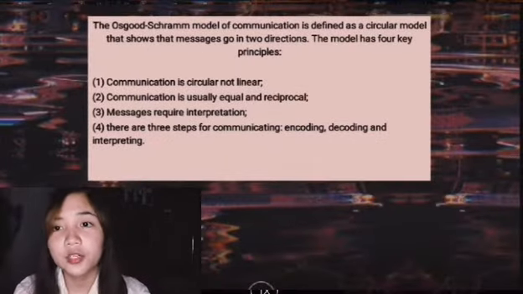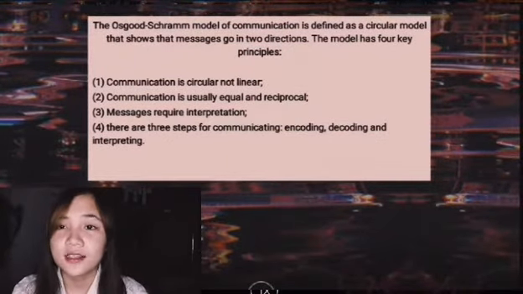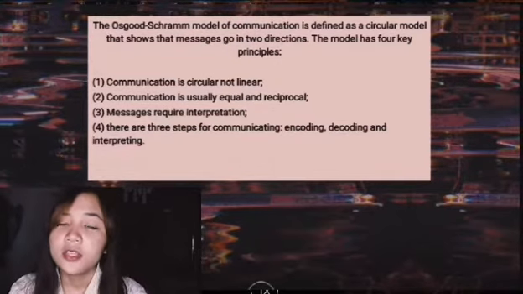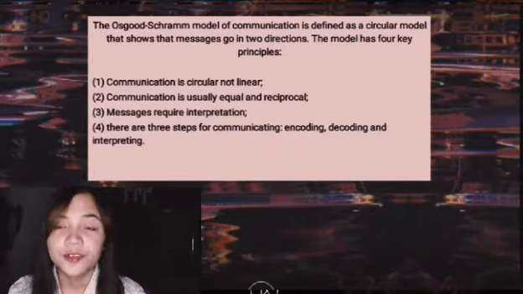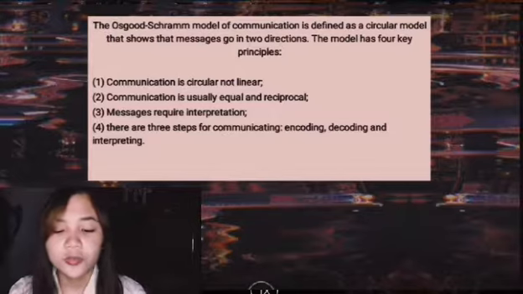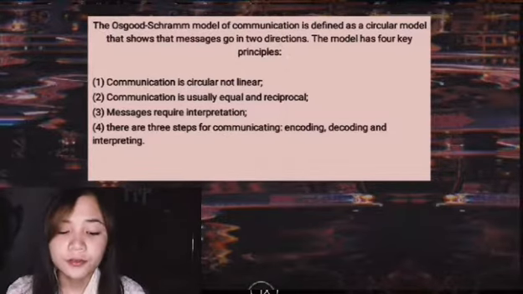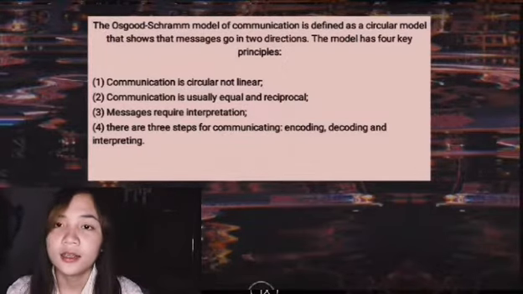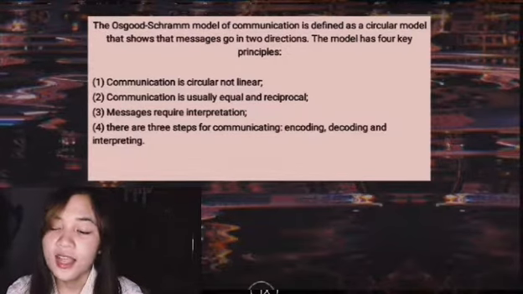The Osgood-Schramm model of communication is defined as a circular model that shows that the message goes in two directions. The model has four key principles. First, communication is circular, not linear. Second, communication is usually equal and reciprocal. Third, messages require interpretation. And last, fourth, there are three steps of communicating. First is encoding, second is decoding, and third is interpreting.